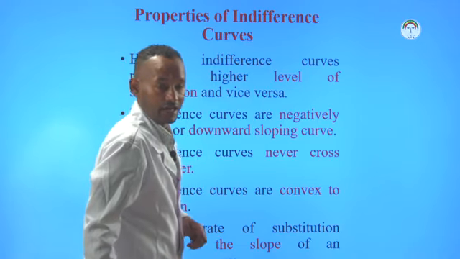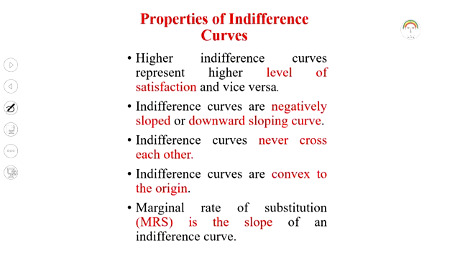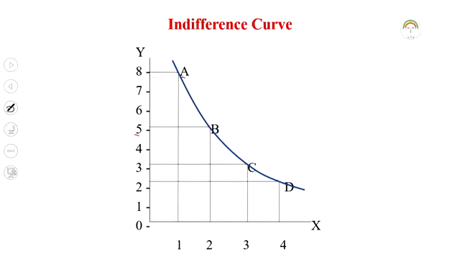Another lesson that is related with the indifference curve is the properties of indifference curves. First, as I told you earlier, higher indifference curves represent higher level of satisfaction, and vice versa. Vice versa means the opposite holds true. Higher indifference curves represent higher satisfaction, and lower indifference curves represent lower level of satisfaction. The other property or characteristic of the indifference curve is about the slope. The slope of the indifference curve is negative, or indifference curves are negatively sloped, or they are downward sloping curves. This is the indifference curve.